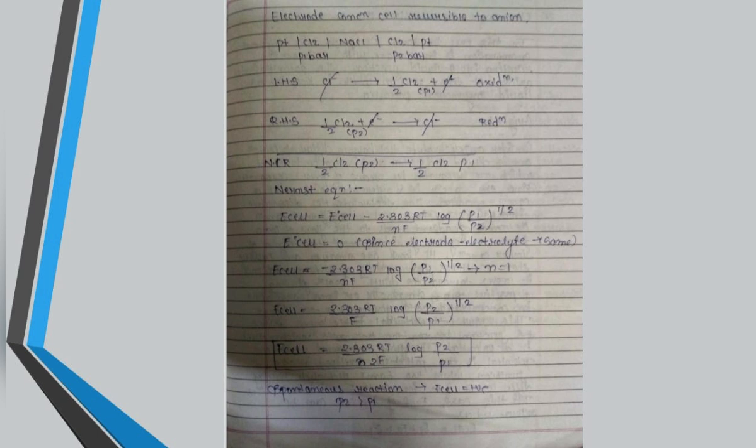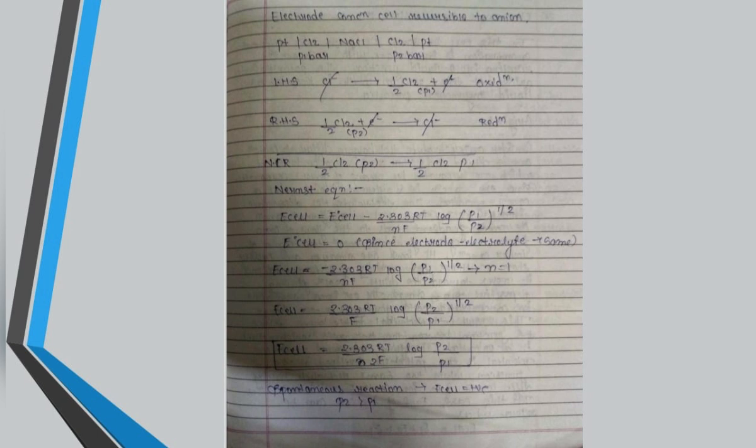On both the sides, the only difference is that previously we had hydrogen gas, this time we have chlorine gas with different pressures, that is P1 bar and P2 bar, and the electrolyte is NaCl. Now, on the left hand side, the chloride ions from the NaCl are going to lose an electron, and that results in the formation of half a mole of chlorine gas. And that electron is going to be accepted by chlorine gas to give a chloride ion.